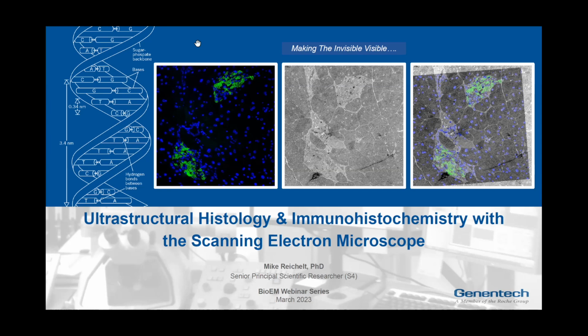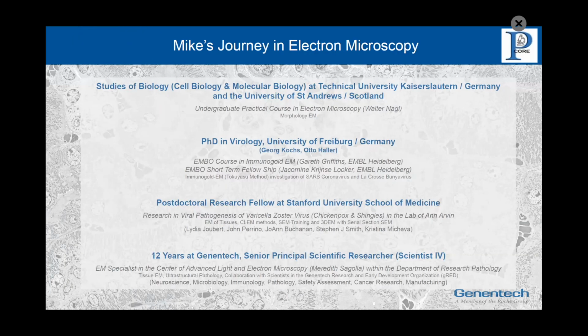I would like to talk about how we use a scanning electron microscope to do ultrastructural histology and immunohistochemistry at a wide scale. Because I know this forum is a good way to reach out to the community and maybe also recruit new young scientists into our field, I was thinking I would start my introductory slide with a little bit of background of how I actually got into the EM field. After this, I will talk a little bit about how we do electron microscopy at Genentech, and then I will dive into the immunohistochemistry with the scanning EM.